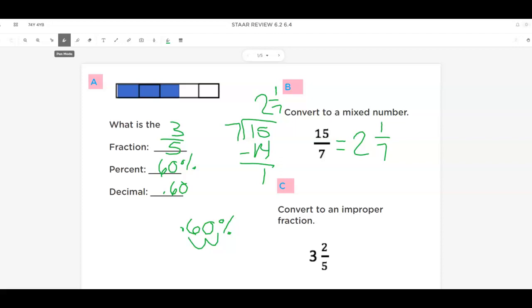How many times can 7 go into 15? It goes in 2 times. 2 times 7 is 14. I subtract and I get 1. If this was a decimal, I would start adding my decimal and zeros. But with fractions, we use the remainder to be part of the fraction.